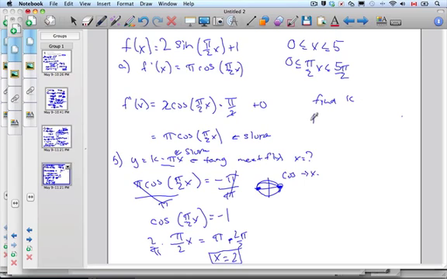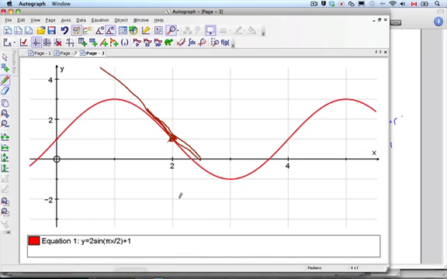We first find f at 2 in the original function. It's 2 sine(pi over 2 times 2) plus 1, which is 2 sine of pi plus 1. The sine of pi is 0, plus 1, so I get 1. So the coordinate is (2, 1). And again, if I look at my graph, that is 1. That is a good check there.